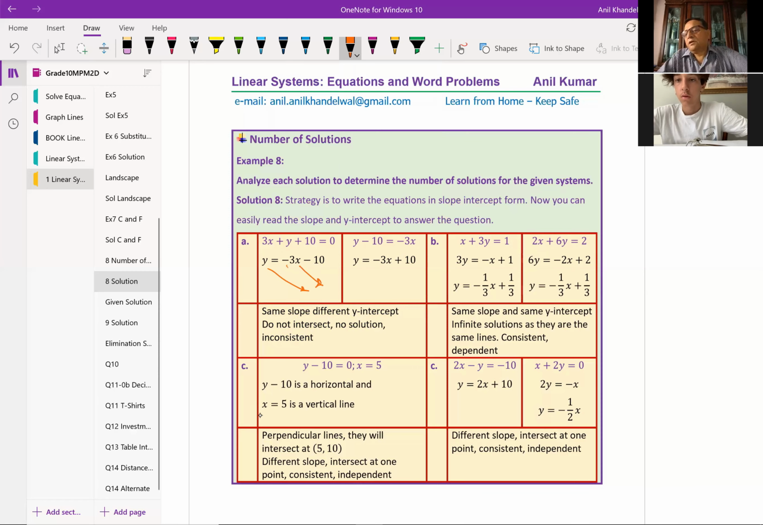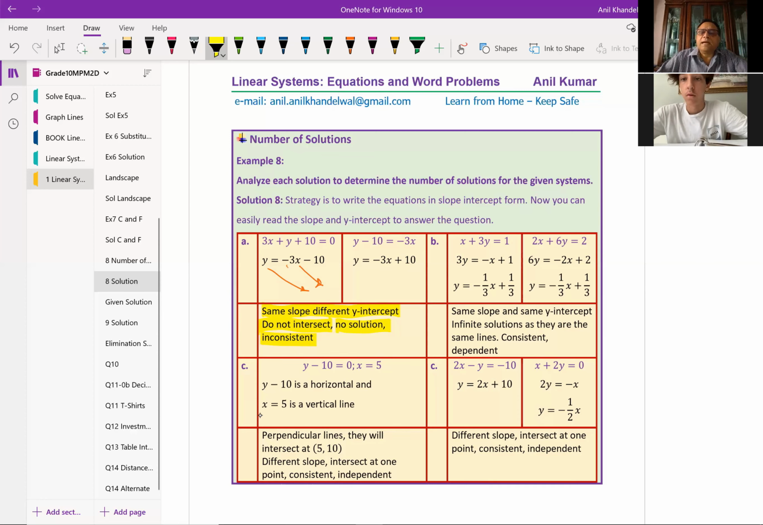If they are parallel, will they have a solution or no? No solution. So we are saying that same slope with different y-intercept means parallel. Is that clear? Yes. They do not intersect. No solution. Inconsistent. So these are the keywords which you should remember. Is that clear to you?